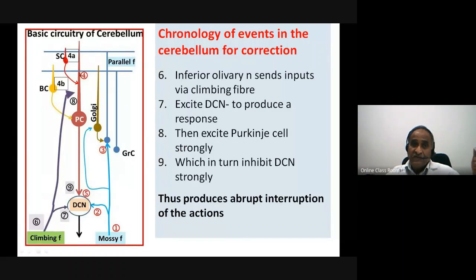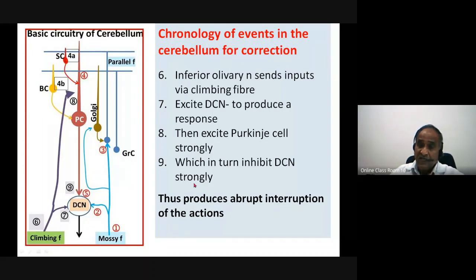And if it is excited strongly, what happens? It abruptly inhibits the deep cerebellar nucleus. So thus it produces the inhibition of the deep cerebellar nucleus and produces an abrupt interruption of the action, because it halts the action. And that is how this correction, the chronology of events in the cerebellum for correction, works.